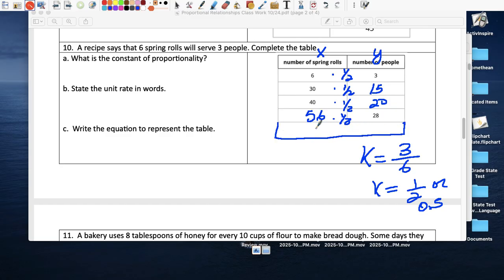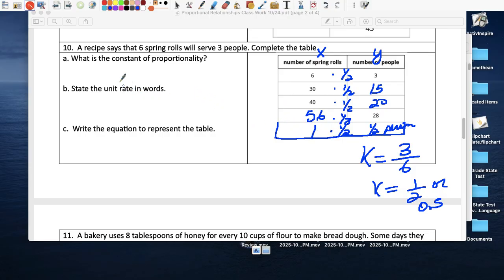What if I have 1 spring roll? How many people can I feed? Well, 1 times a half would be half of a person. I know it doesn't make sense. You can't have half of a person, but that's the unit rate in terms of the spring rolls when you have 1 spring roll. We could have done this backwards, where I could say, what happens if I have 1 person? How many spring rolls do I need? Okay, we'll get to that in some of the later questions.